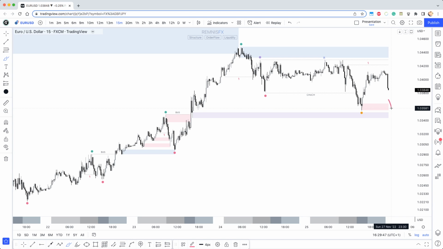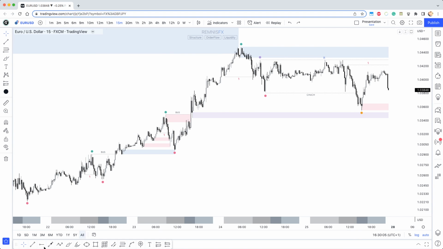So yes, again, it may give a reaction, but then eventually, just like what happened here, but in a bearish scenario instead of a bullish scenario. Okay, so now let's move on.